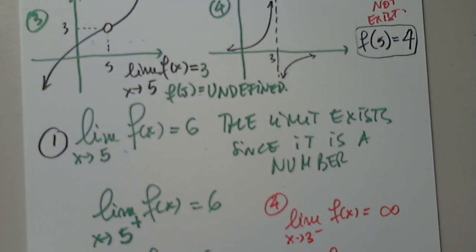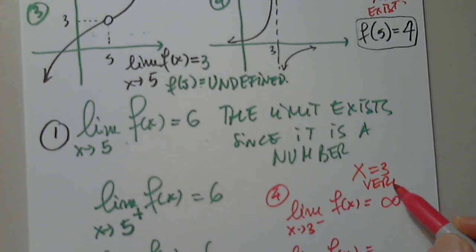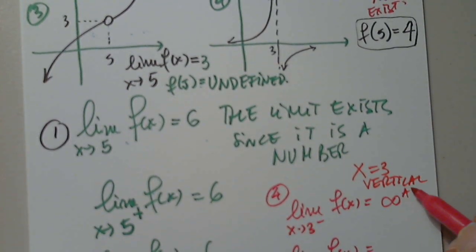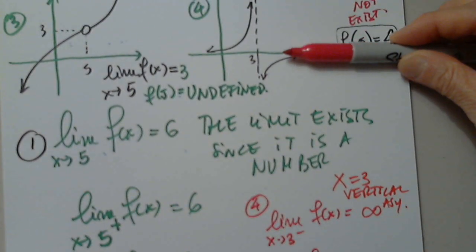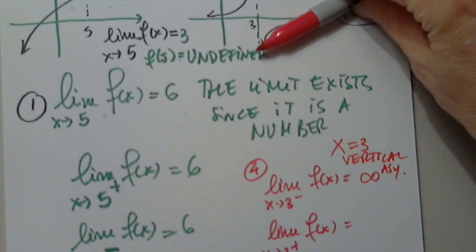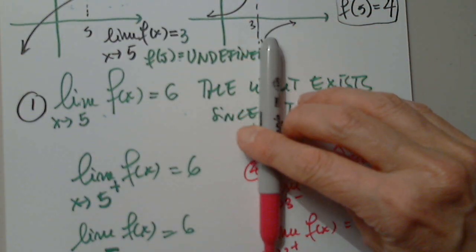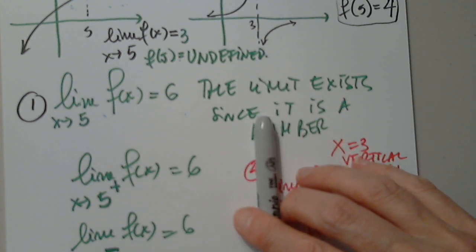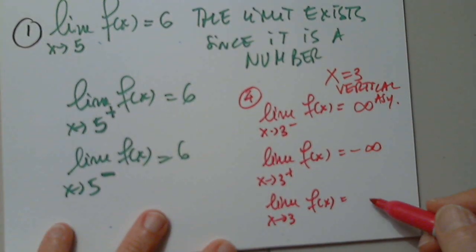Does that mean that x equals 3 is the asymptote? Yes. X equals 3, vertical asymptote. Perfect. What about the other side? As x approaches 3 from the right, the function values get closer and closer to negative infinity. Very good. What about from either side?